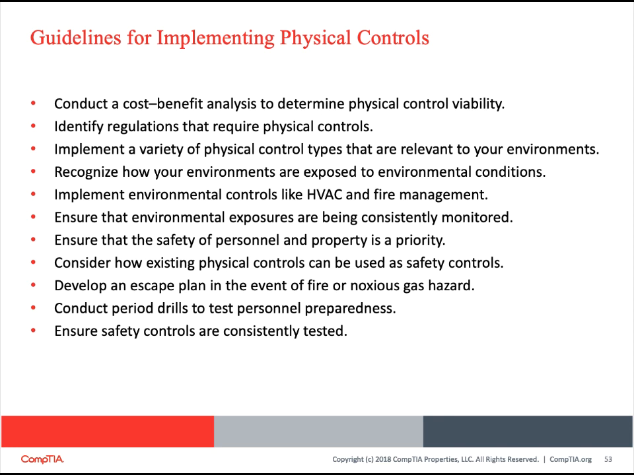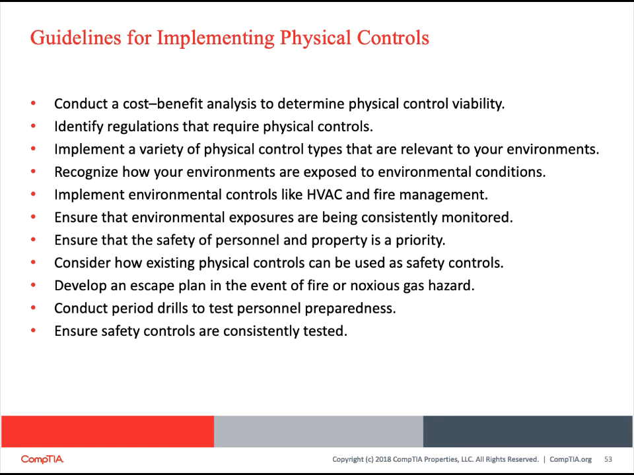Implement environmental controls such as HVAC and fire management, right? So we need to make sure we reduce the exposure risk of having a fire or having our systems corrode because it's full of humidity. We need to control that. We need to make sure that our systems are running at an optimal performance level, and we can help to do that by making sure that the environmental conditions are as good as they can be. We need to ensure that environmental exposures are constantly monitored. There's no point in having all these systems if we have no idea whether they're working or not.